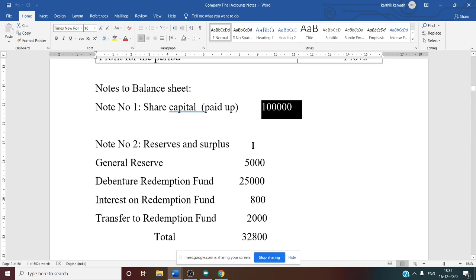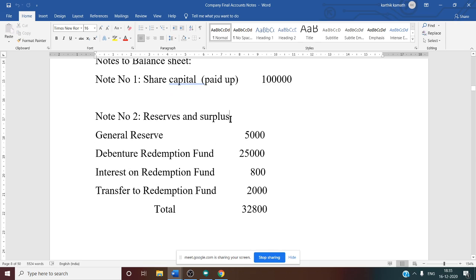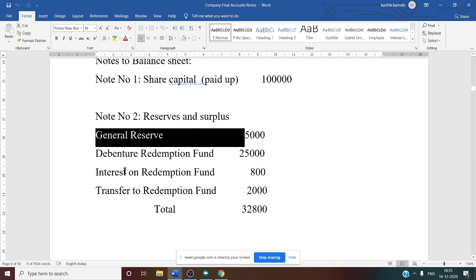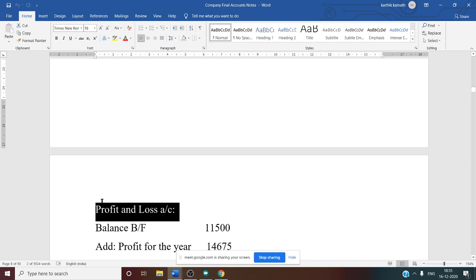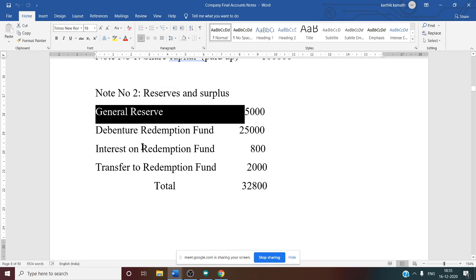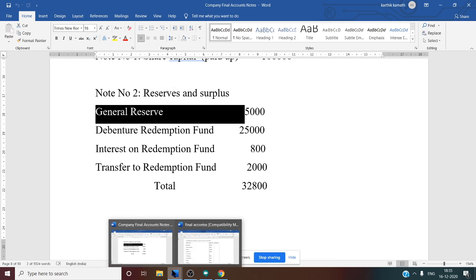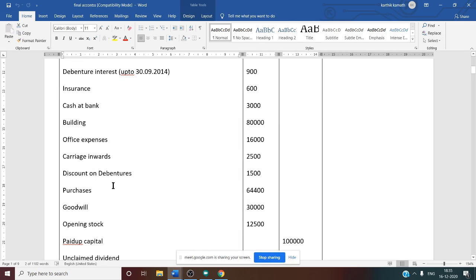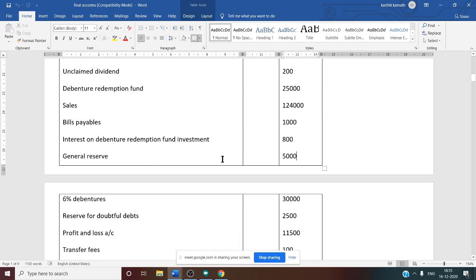A very important working note is here. Note number 2, that is reserves and surplus. Under reserves and surplus, I have already told you there are two categories: one is the general reserve category, and the second is the profit and loss account category. First we will see the general reserve category. First we have to see in the question where reserve is mentioned in the trial balance. See, here they have mentioned general reserve 5,000. So you have to take that 5,000.